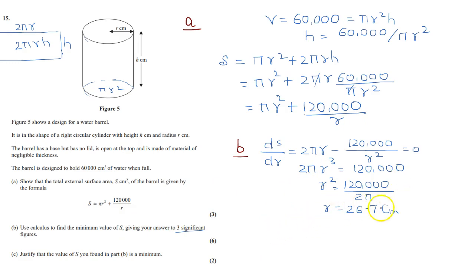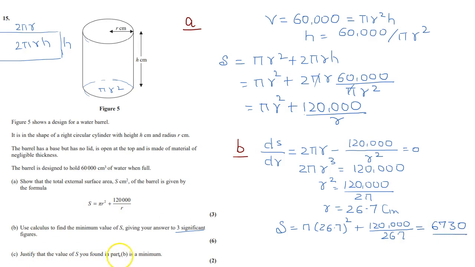Now we put r is equal to 26.7, so S is equal to pi times 26.7 square plus 120,000 over 26.7. The S is supposed to be up to 3 significant figures, so that is 6,730 is the value of S.